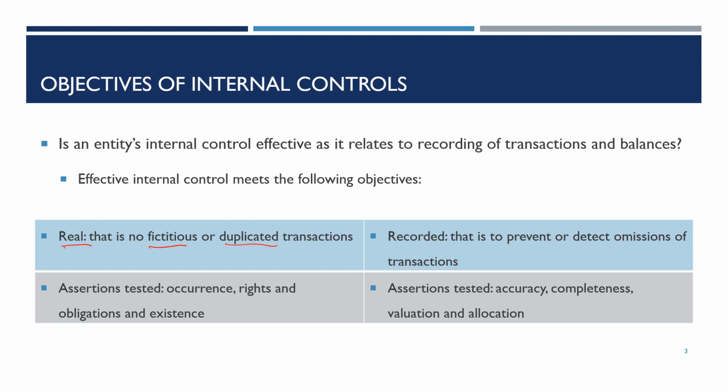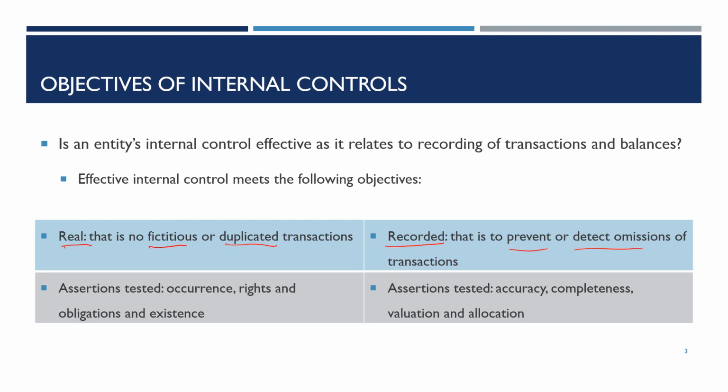The second internal control objective is recorded, which means that there are controls in place that will prevent or detect the omission of transactions from the books and records of the organization. If the system of internal control meets this objective, then accuracy, completeness, and valuation and allocation assertions are also likely to be valid.